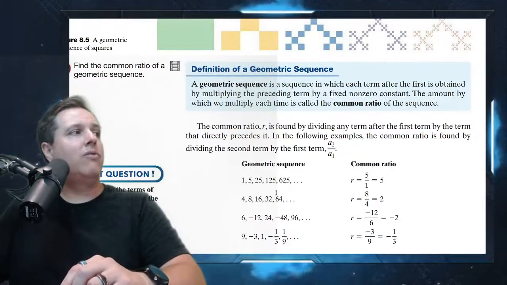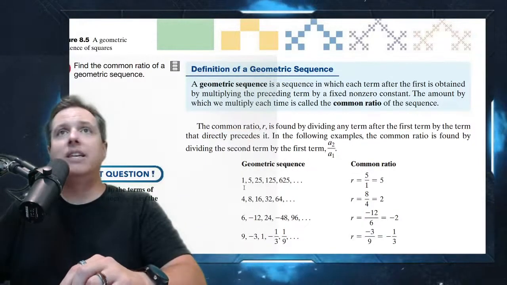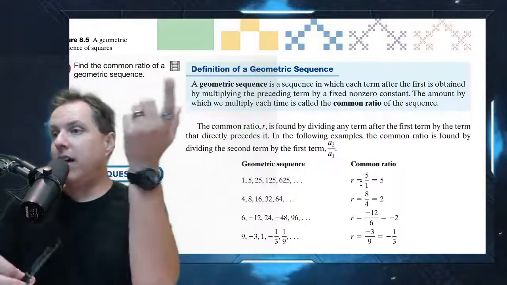1, 5, 25, 125, 625. Well, we can see, yep, we're multiplying by 5 each time. So the common ratio is 5. And it's really easy to find the common ratio.